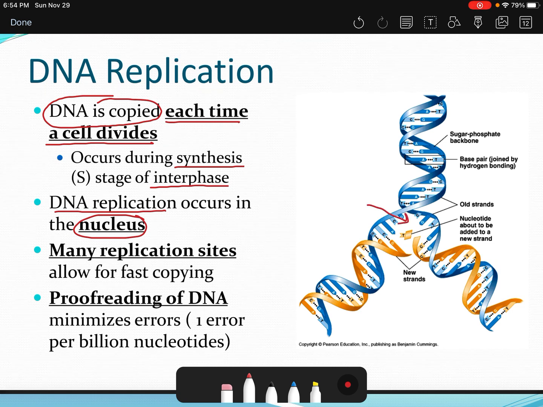This is showing this splitting open right here, and you have the original strand there, the blue one, and then the newly copied strands, the gold along the side. But this would also be happening up here, all along.